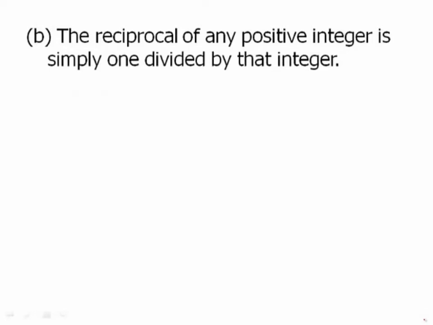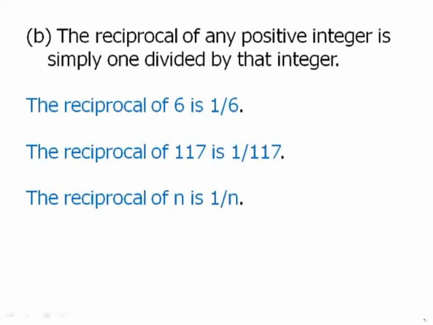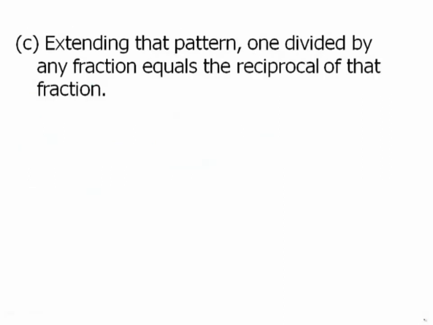Second, the reciprocal of any positive integer is simply 1 divided by that integer. So the reciprocal of 6 is 1/6. The reciprocal of 117 is 1 over 117. In general, the pattern is the reciprocal of n is 1 over n. Now, certainly this works when n is an integer, but it turns out n doesn't even have to be an integer. We can extend the pattern, and we can use that same pattern when n is not an integer.